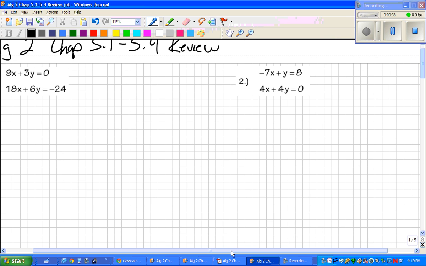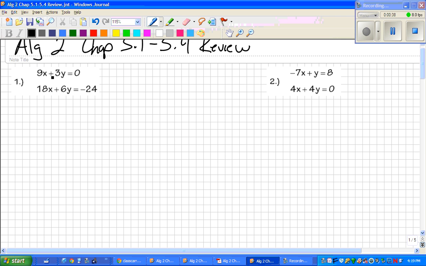So, looking at number 1. We have 9x plus 3y equals 0 and 18x plus 6y equals negative 24. Since everything is already lined up for me, for this problem I'm going to use elimination. Okay? I plan to cancel the x's. To cancel the x's, I need them to be opposites and the same number. So I'm going to multiply the top by negative 2.